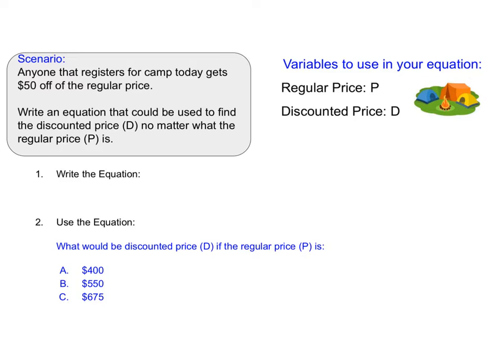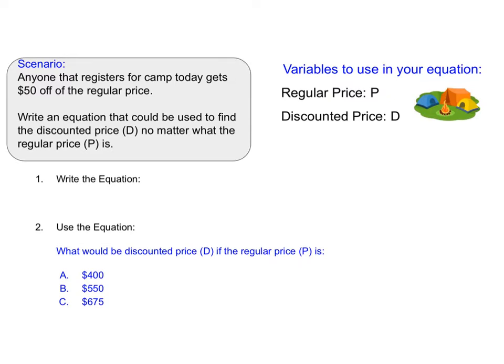So, right away, I'm thinking, okay, if I've got a price of $100 and I register today, I get $50 off that. So 100 minus 50 equals $50, right? So this is going to help me form my equation.